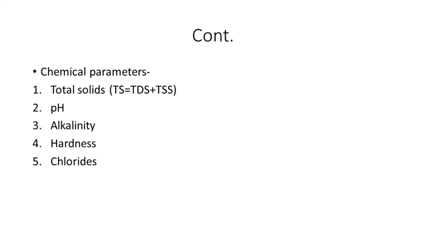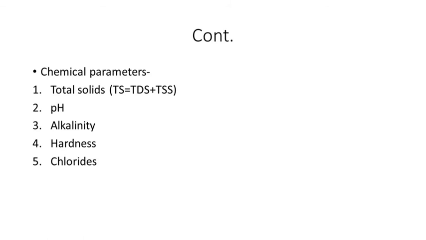If you consider the range of alkalinity for drinking water, it varies from 200 to 600. That means you can accept water up to 0 to 200 mg per liter of alkalinity. A water sample having alkalinity of 0 to 200, you can accept for drinking and domestic purpose.